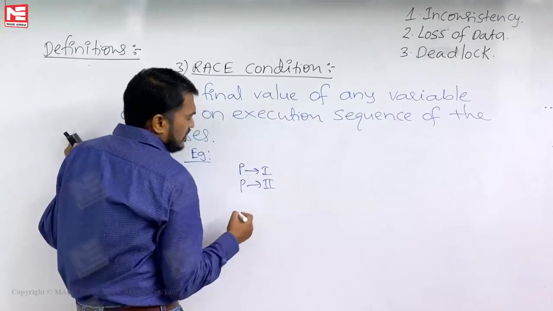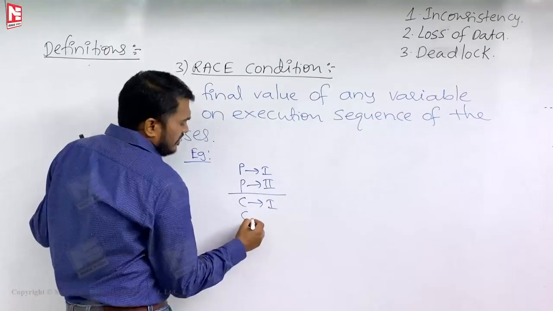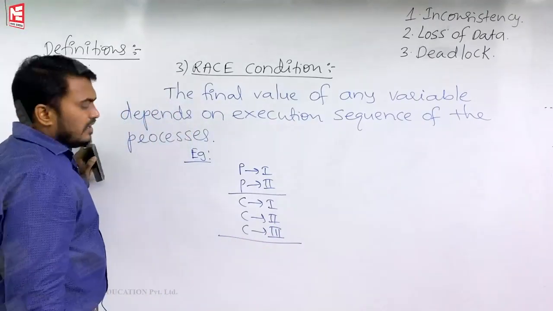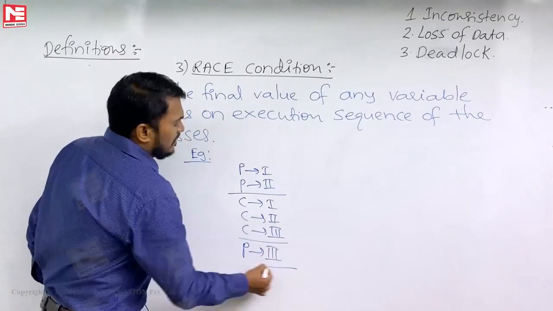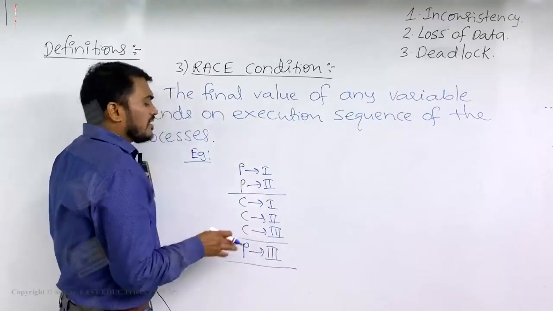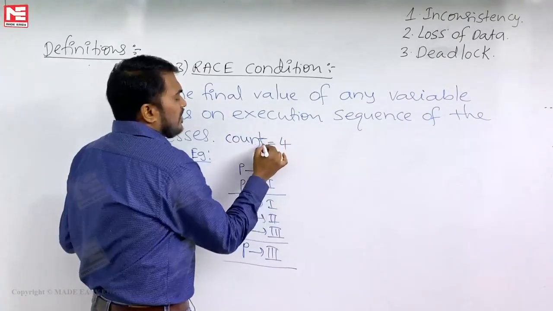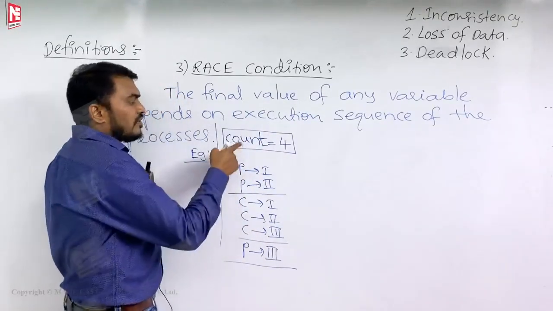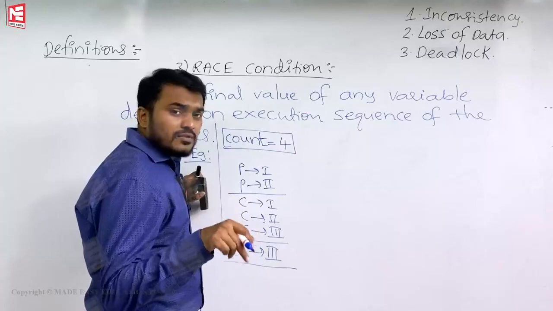I have executed 2 instructions. After that I took the preemption, and after that I executed the consumer. The consumer's 1, 2, 3 instructions I executed, and after that the producer's 3rd instruction was executed. Now remember, if I executed in this manner, what was the final value of the count we got there? Count value कितना आया था? 4 आया था.